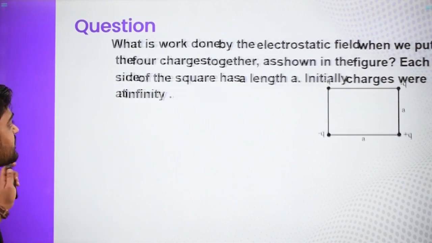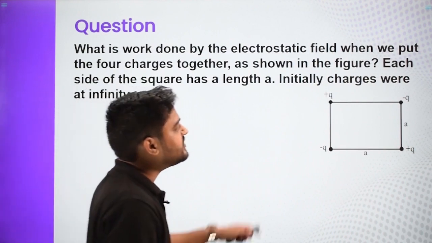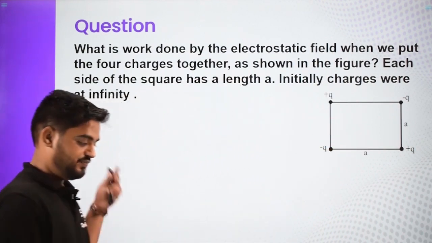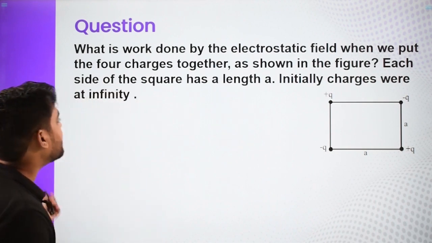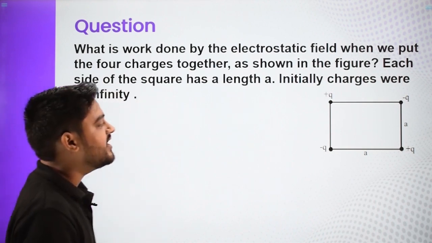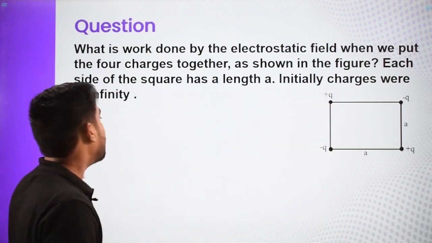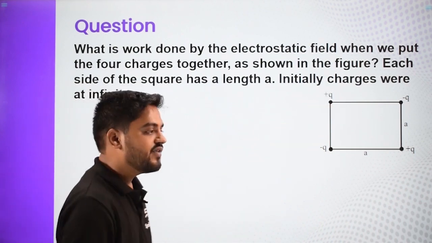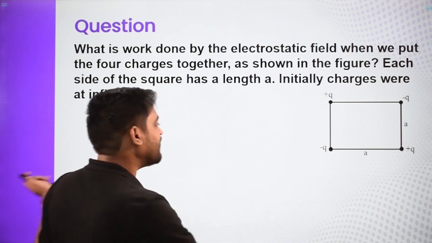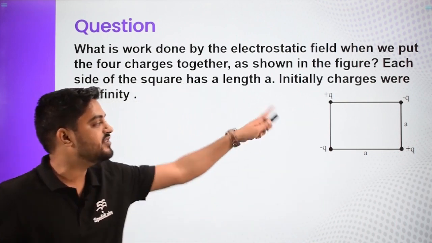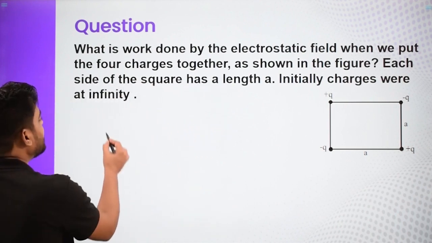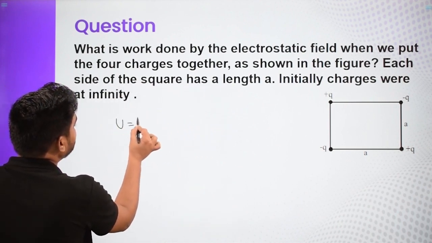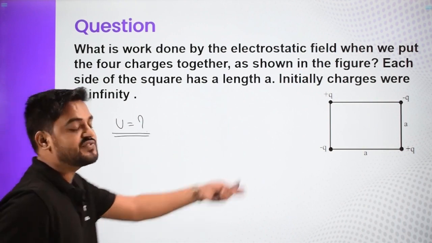Now there is a question, and this question says that what is the work done by electrostatic field when we put the 4 charges together as shown in the figure. Each side of the square has a length A, and initially the charges were at infinity. We had already discussed that when we bring all the charges from infinity and form this system, then work done is same as the potential energy of the system. So indirectly they are asking what is the potential energy of this system of these 4 charges.